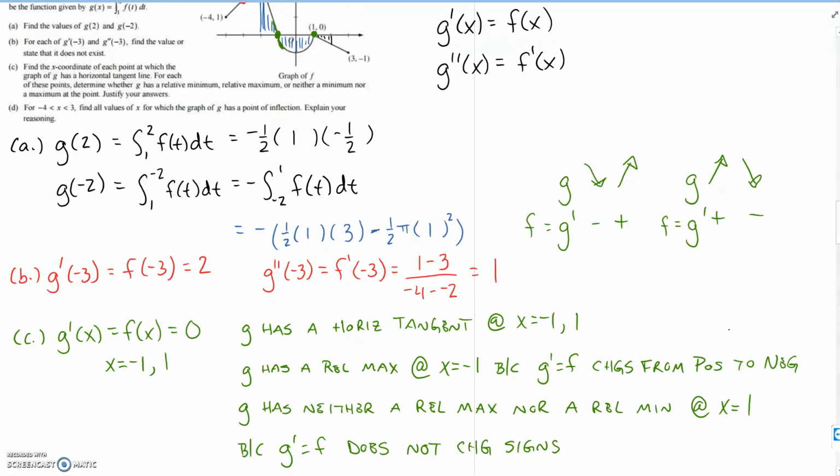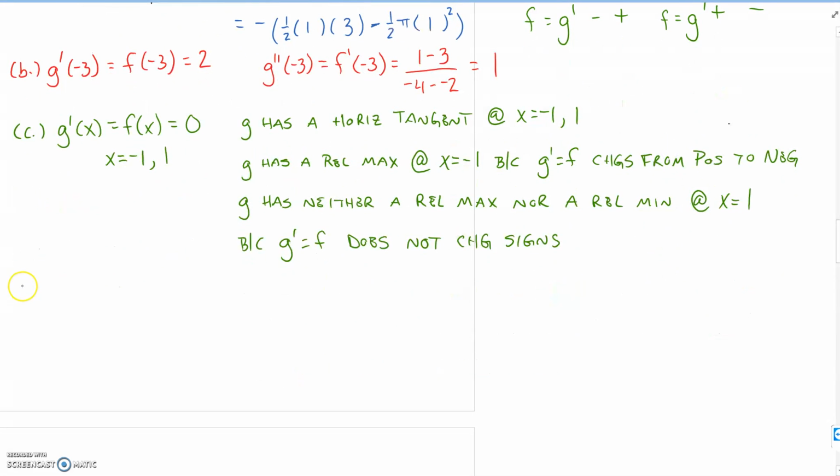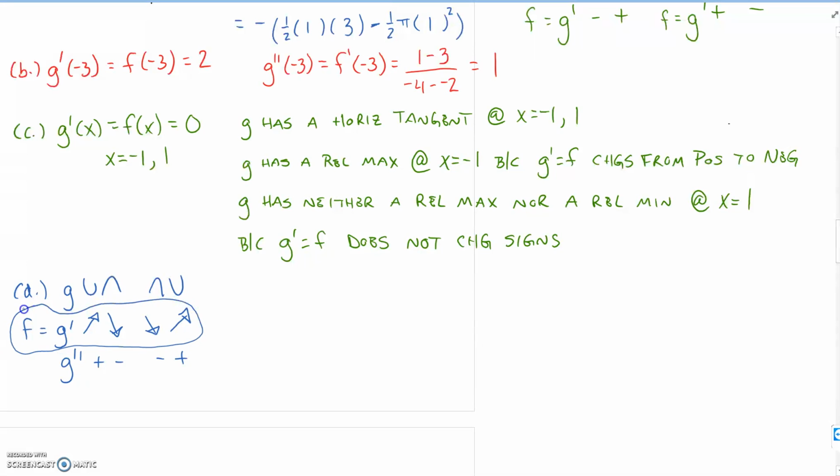Part D asks for all the values of x for which the graph of g has a point of inflection. This is part C. Part D. A point of inflection for g means where g changes concavity, either from up to down or down to up, which means g double prime would be changing signs, either from positive to negative or negative to positive. And what that means for g prime is that g prime would be changing from increasing to decreasing or decreasing to increasing. G prime, which is f.